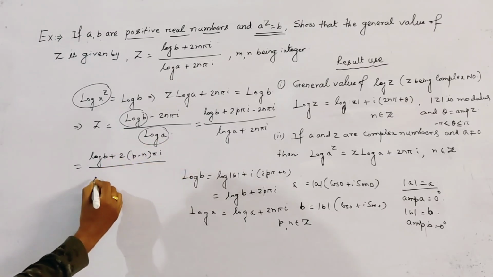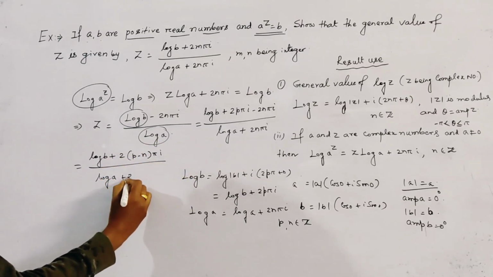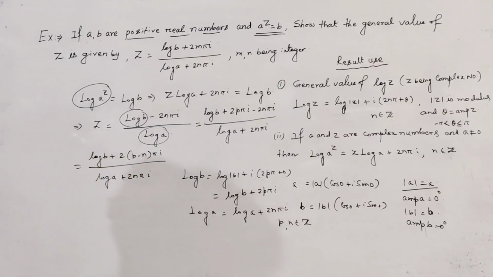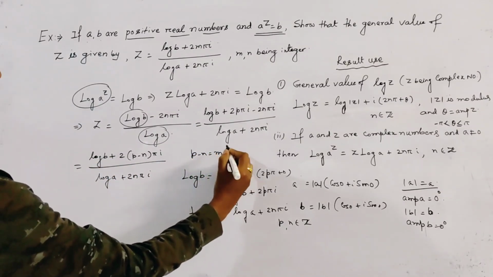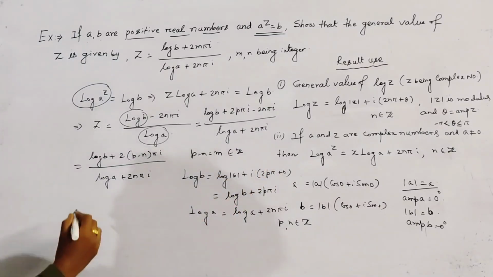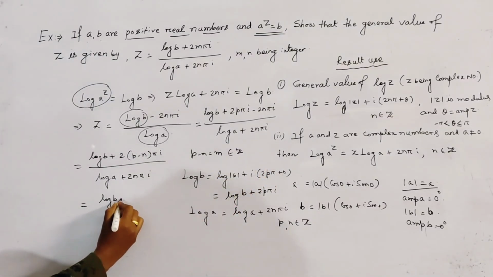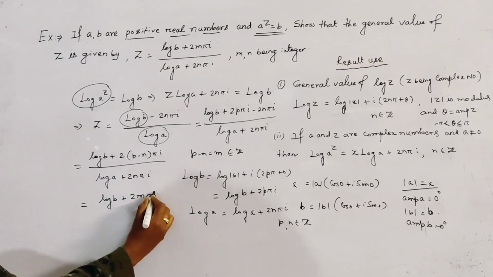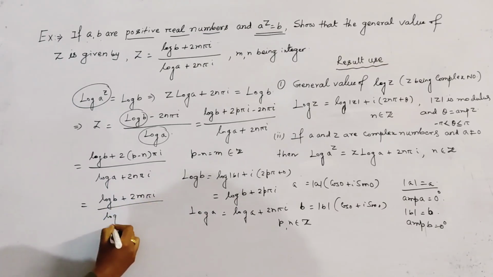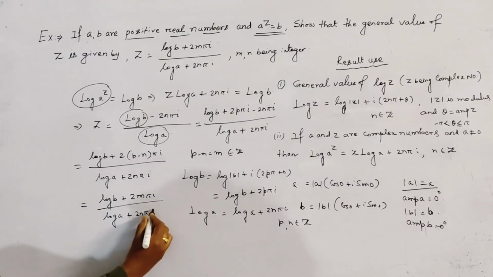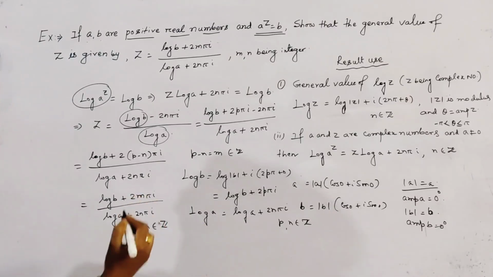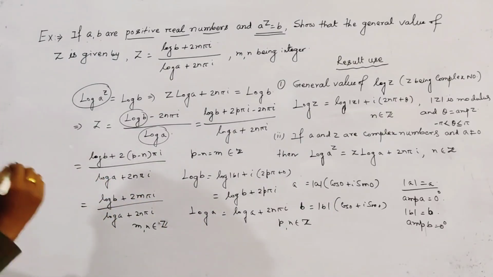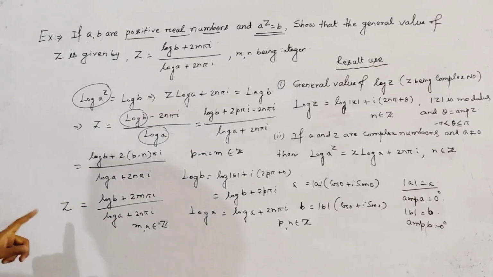And from the lower portion we get log a plus 2n pi i. We take p minus n as another integer m, which also belongs to Z. So we get (log b plus 2m pi i) by (log a plus 2n pi i), where m and n belong to capital Z, the set of integers, and this is the general value of z.